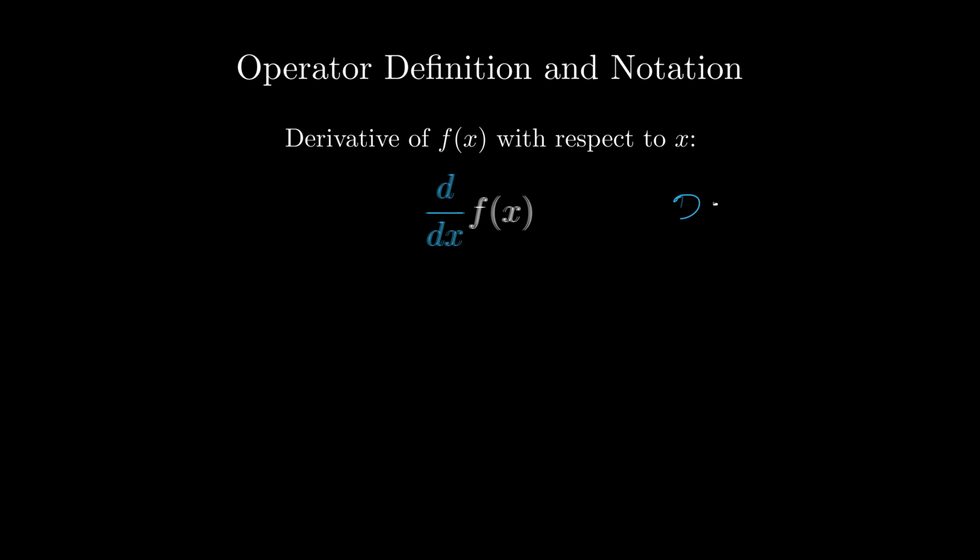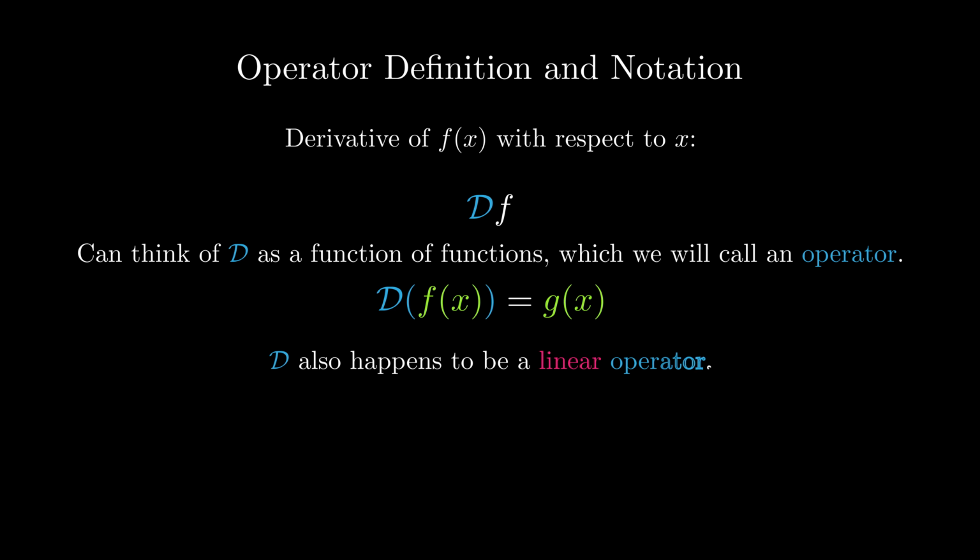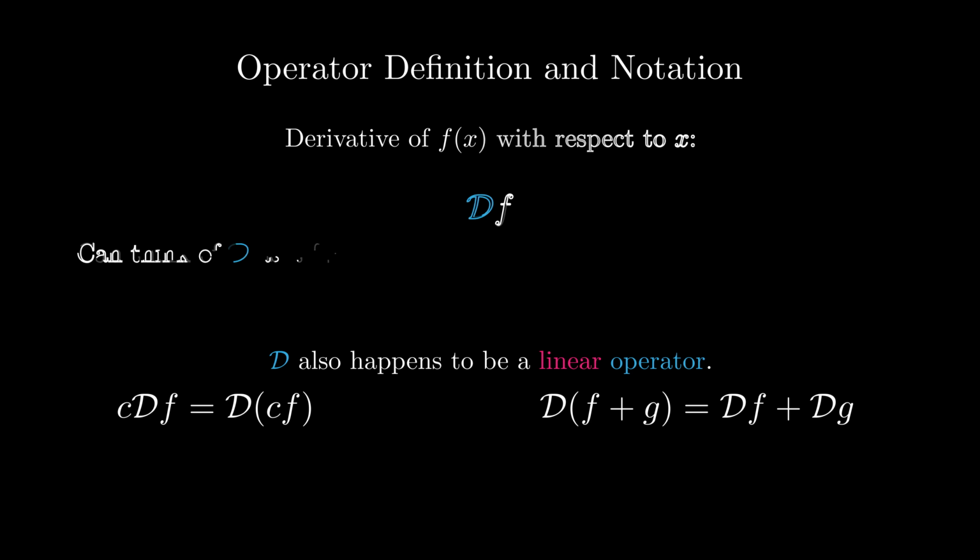First, I want to introduce some special notation. When we take the derivative of f, we write it instead as df. You can think of d as a function that takes a function as input and outputs another function. This kind of function of functions is called an operator. Here, our derivative operator d also happens to be a linear operator. There are two properties that a linear operator must satisfy. First, if you multiply a scalar to either the input or output, it's the same either way. Second, you can distribute the operator over addition.